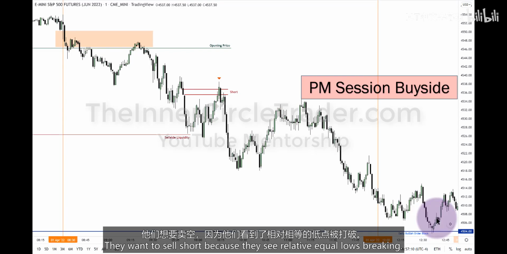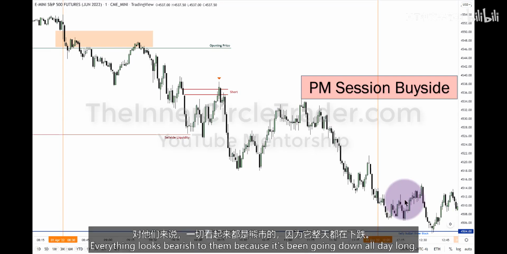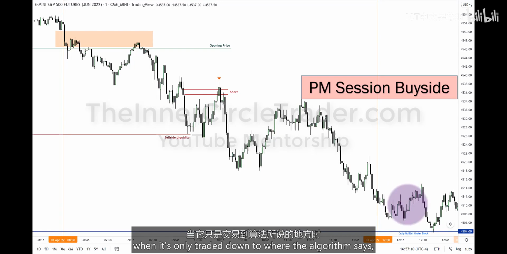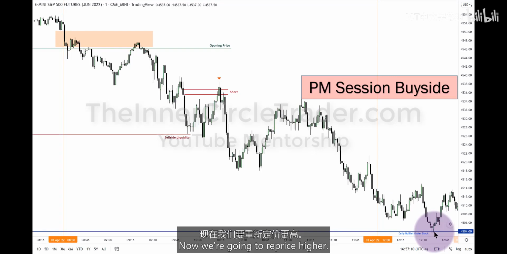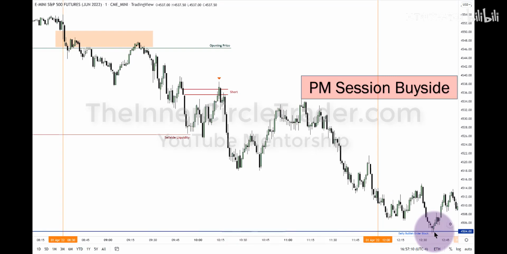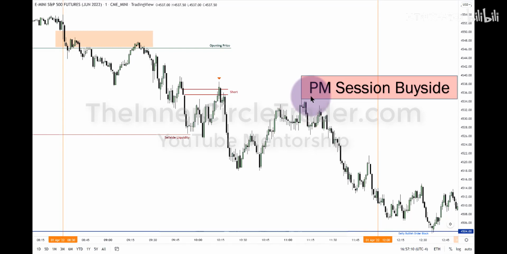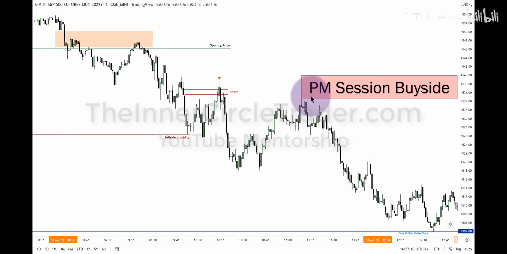They want to sell short because they see relative equal lows breaking. The trend's been down. Everything looks bearish to them because it's been going down all day long. So they think naturally it's going to keep going down when it's only traded down to where the algorithm says this is what we wanted. And now we're going to reprice higher. We're going to move from a discount to a premium. The premium intraday is going to be this area here. And that's going to be where the market draws to for the afternoon session buy side liquidity.